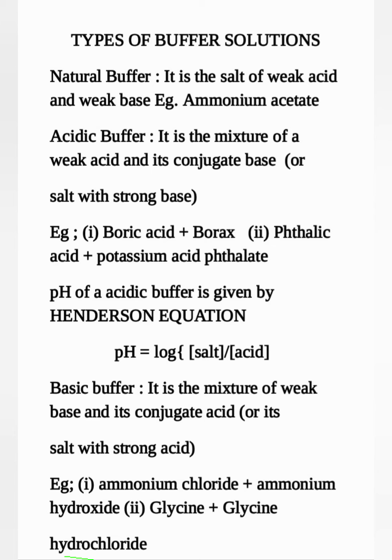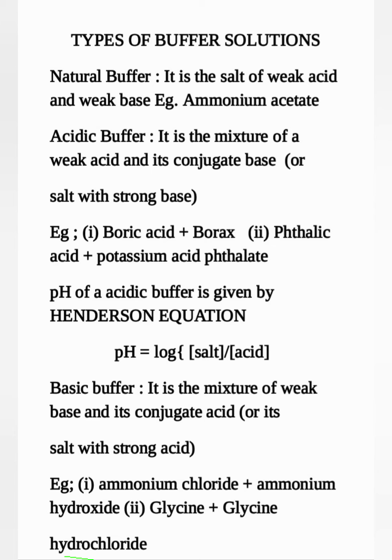Second one is acidic buffer. What do you mean by acidic buffer? It is a mixture of a weak acid and its conjugate base, or its salt with a strong base. For example, boric acid and borax, or phthalic acid and potassium acid phthalate. The pH of an acidic buffer is given by the Henderson equation: pH is equal to minus logarithm of salt concentration divided by acid concentration. So that is very important.